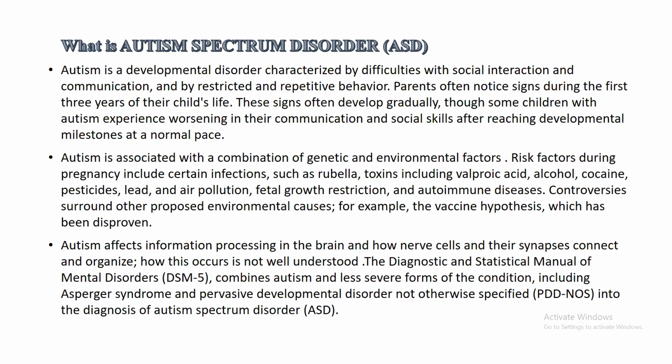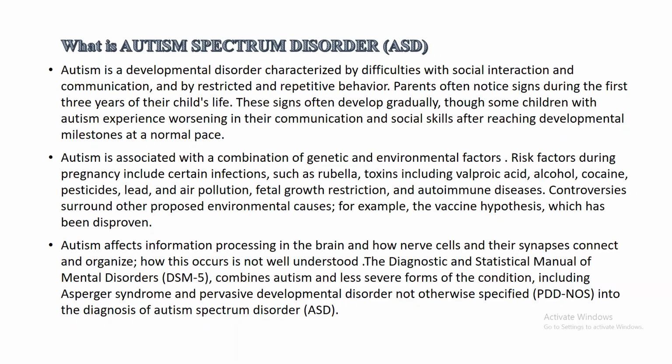Controversies surround other proposed environmental causes, for example the vaccine hypothesis, which has been disproven. Autism affects information processing in the brain and how nerve cells and synapses connect and organize. How this occurs is not well understood.